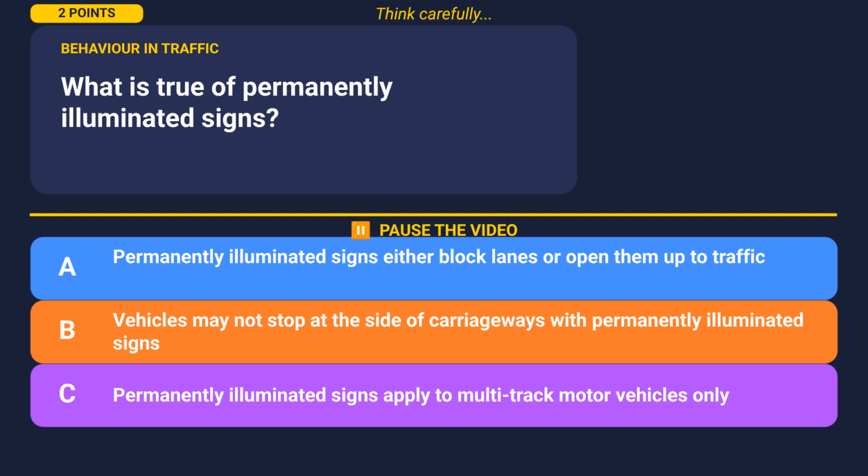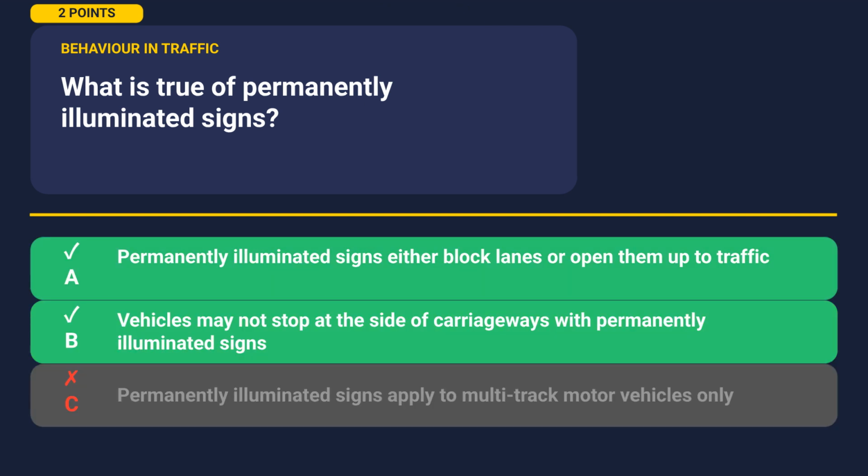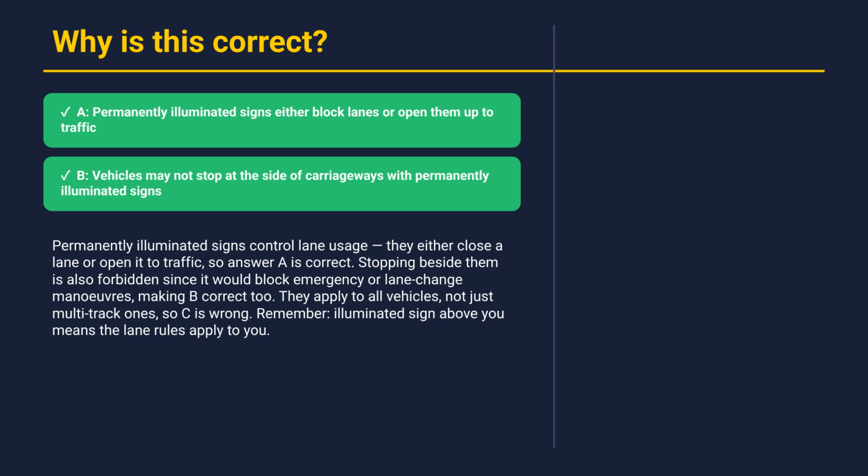Pause here and think carefully. Ready? Let's check the answers. The correct answers are A and B. Let's understand why. Permanently illuminated signs control lane usage. They either close a lane or open it to traffic. So answer A is correct. Stopping beside them is also forbidden since it would block emergency or lane change maneuvers, making B correct too.